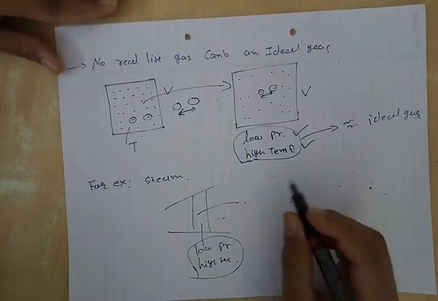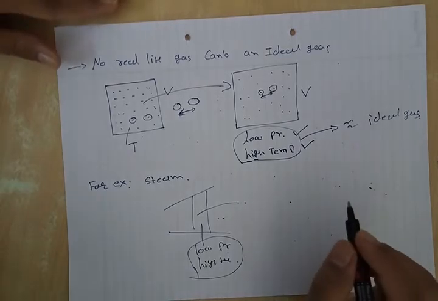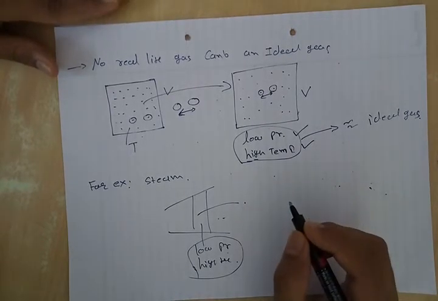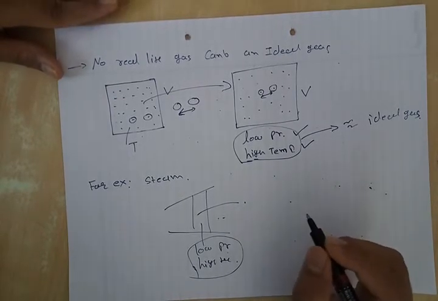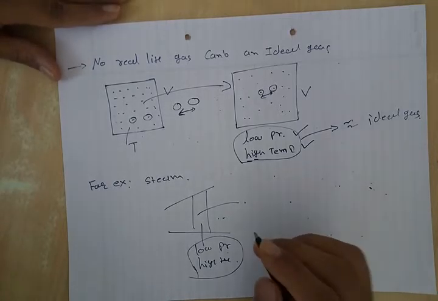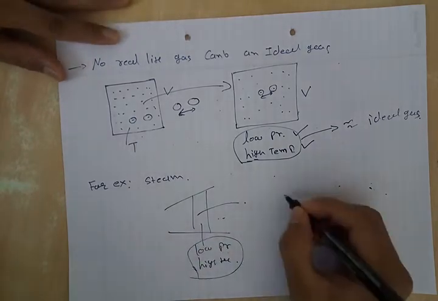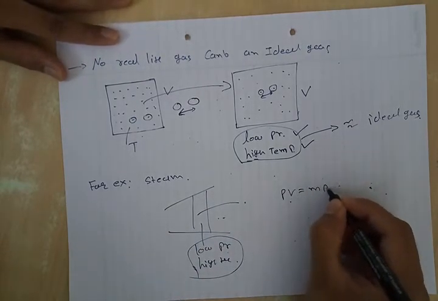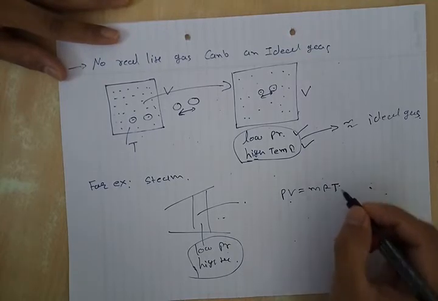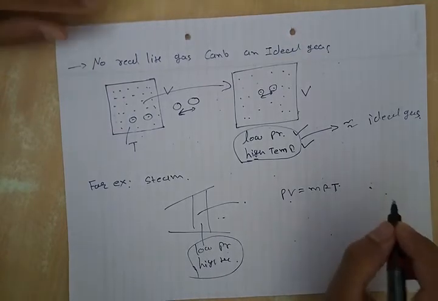Also, air behaves as an ideal gas because our atmospheric pressure is low and the absolute temperature is relatively high. So we can apply ideal gas equation PV is equal to mRT to the air in room condition.